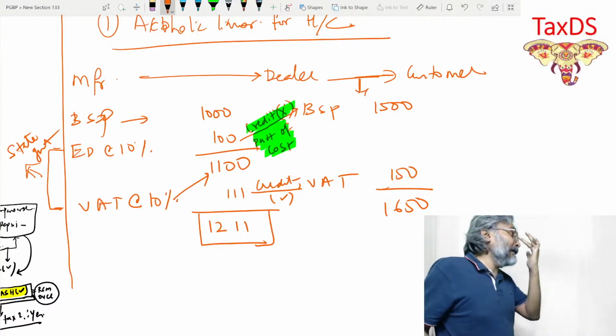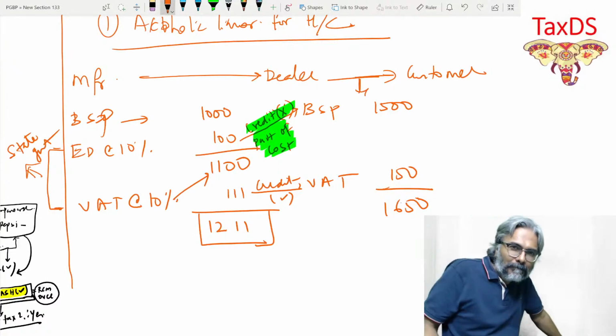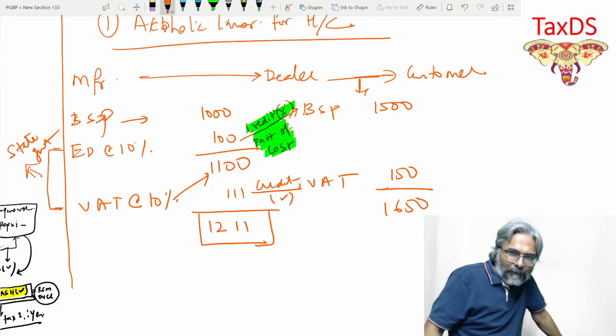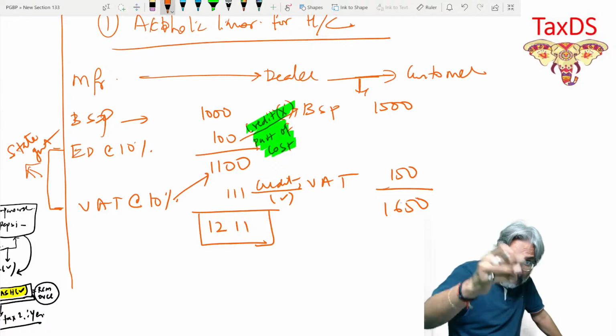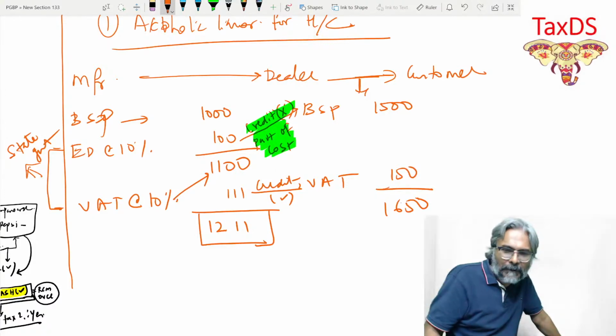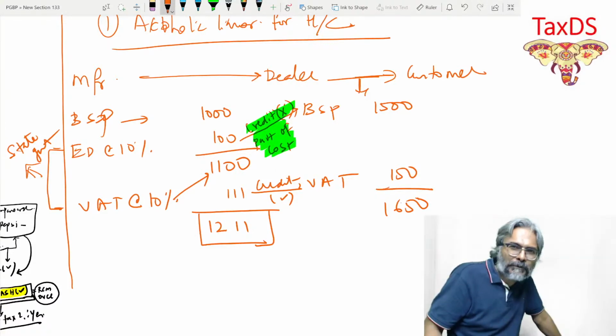This is what is happening right now as far as alcoholic liquor for human consumption is concerned. Even today with the GST, this is the position. Is that point clear to all of you students?